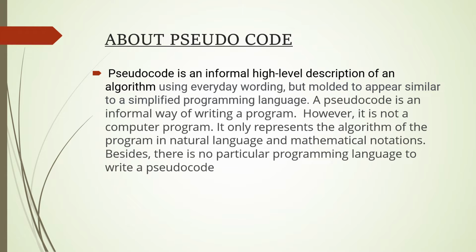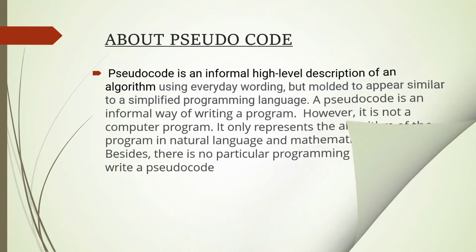A pseudocode is an informal way of writing a program. However, it is not a computer program. It is just written to understand the steps of the computer program. It only represents the algorithm of the program in natural language and mathematical notations. Besides, there is no particular programming language to write a pseudocode. So this pseudocode is only written for our convenience, to understand the flow of the execution of the program.